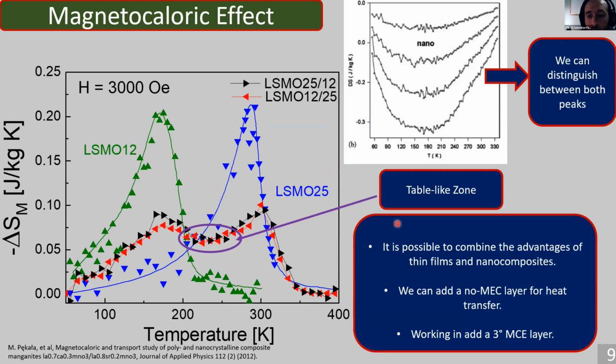So we found that it's possible to combine the advantages of thin films and nanocomposite in a unique system, which is very versatile. And we can add a non-magnetocaloric layer, for example, for heat transfer or heat dissipation. And now we're working on a third layer to improve this table-like zone.